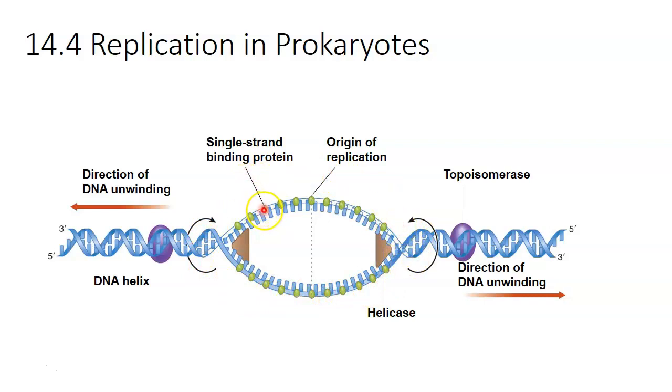Okay, what are these little green things that are bound? Those are those single-stranded binding proteins. And the little blue comb-like things here, these are all those nitrogenous bases. So these were together. Okay, and so we're unwinding the DNA. And again, preventing supercoiling is topoisomerase. And so the DNA will be unwound in this direction, and the DNA will be unwound in this direction as well.